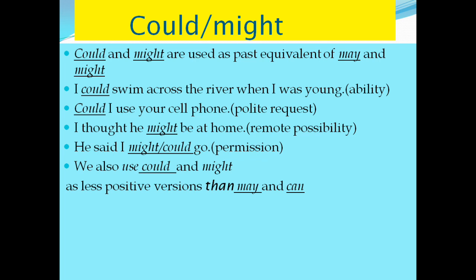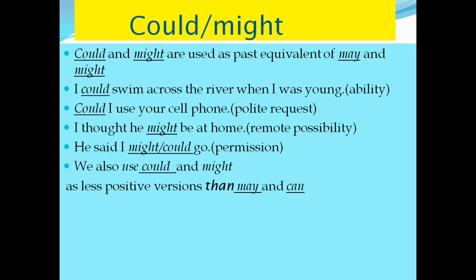I thought he might be at home. Now we can say, it may rain tomorrow. This is possibility. But when I say, I thought he might be at home, when I use might instead of may to show the possibility, it shows remote possibility. Might shows remote possibility here. And may shows the nearest possibility or more possibility than might, while might shows less possibility than may.